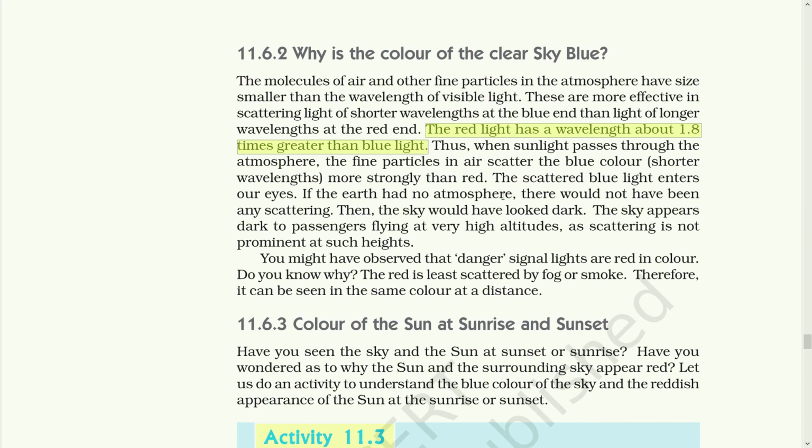If the earth had no atmosphere, there would not have been any scattering. This is what happens when you take a photograph on the moon. If you have seen the videos of the astronauts on the moon's surface, you might have noticed that there isn't anything to be seen, just a plain white surface, the soil of the moon, with a black background.